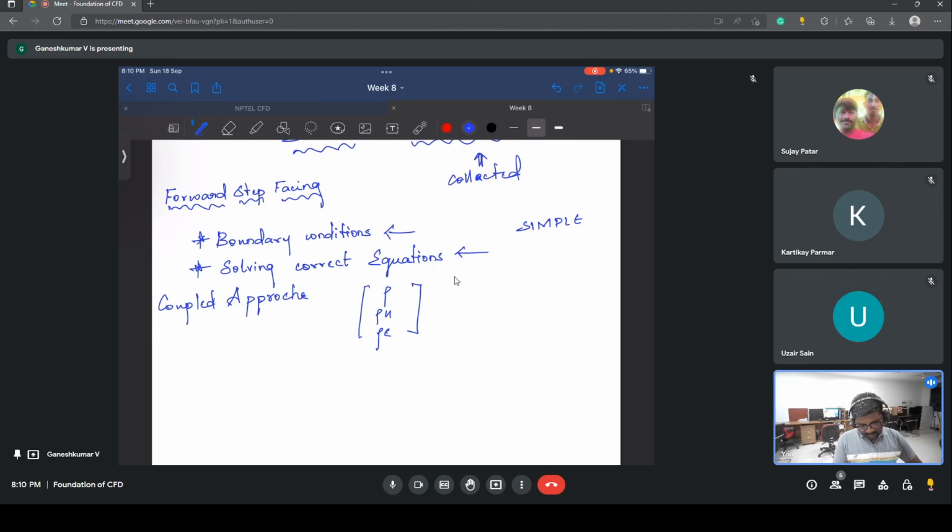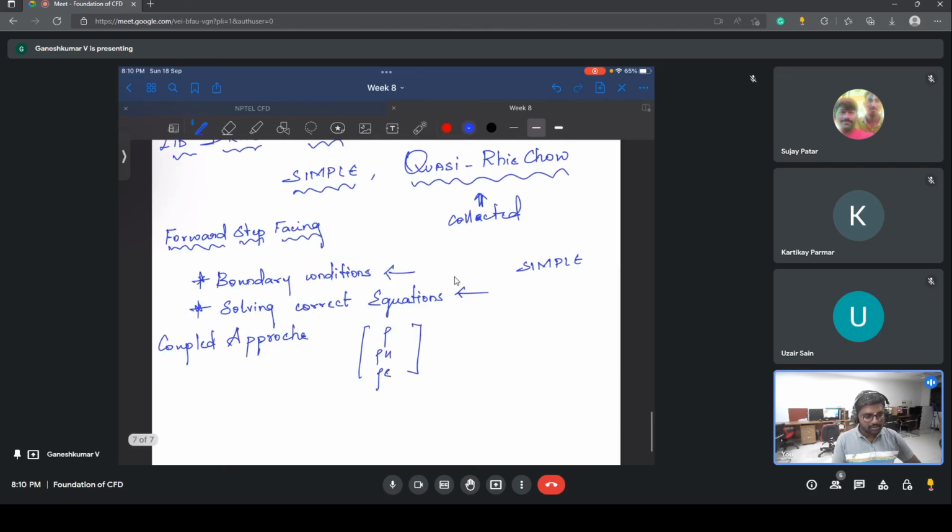And initial condition: some problems might depend on the initial condition, like unsteady problems. But if it is a steady state problem and you make sure the initial condition is near to steady state, then the solution algorithm achieves convergence very fast. If it is far from steady state, it will take some time to converge.